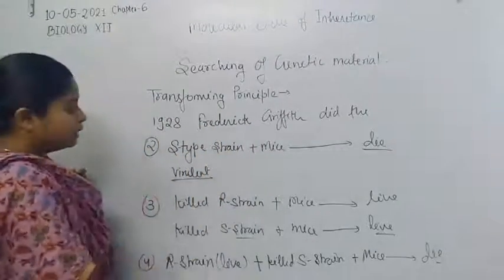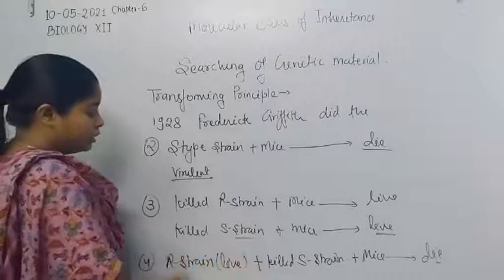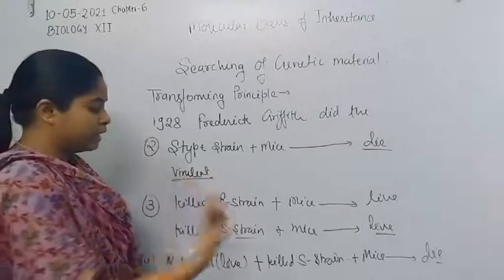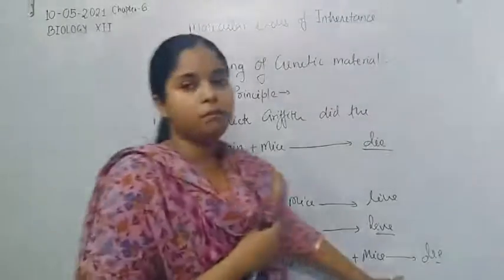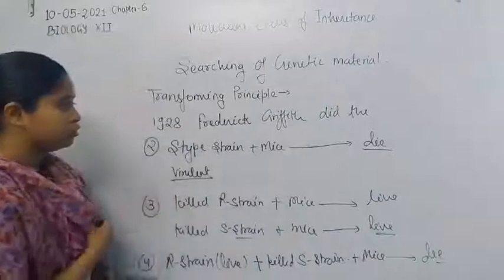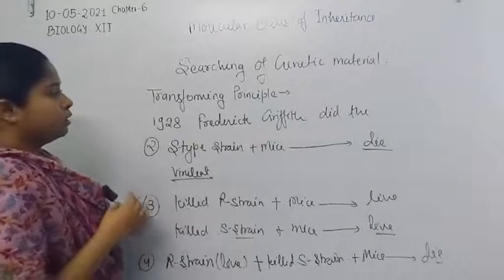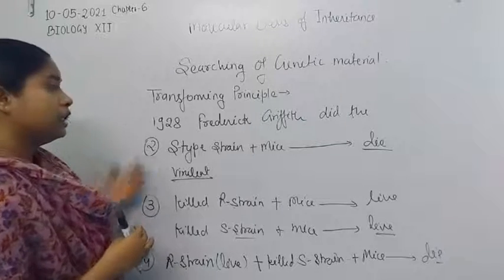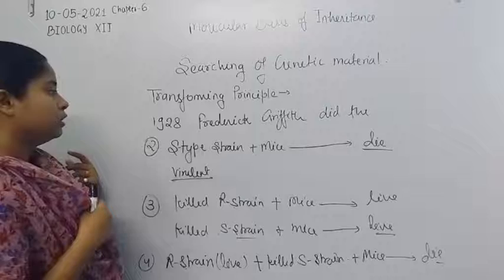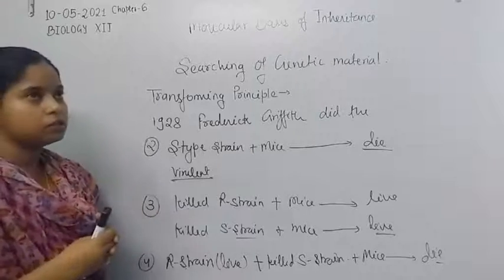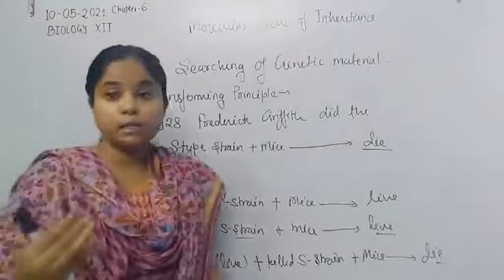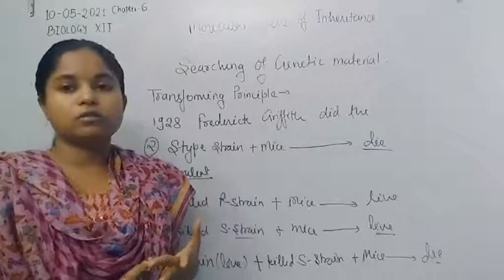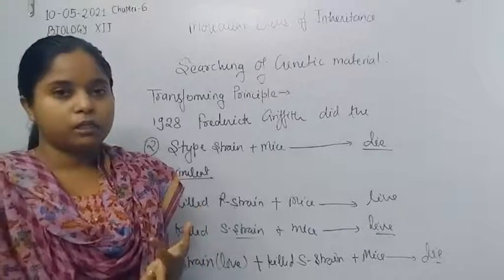And when they are converted into the S type, they are now able to synthesize that mucopolysaccharide and cause pneumonia in the mice, and that's why the mice die. So overall the experiment was done by Frederick Griffith in 1928, after Mendel's law of inheritance and the T.H. Morgan experiment on linkage and recombination.